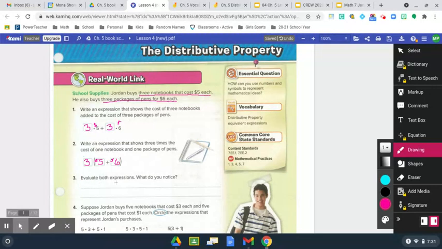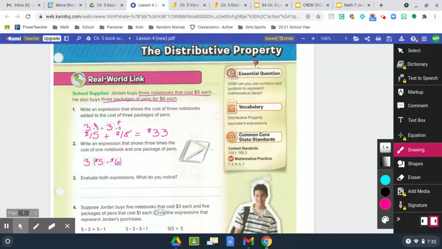Well, number 3 says evaluate both expressions, and what do you notice? Okay, well, if we go back up to number 1, 3 times 5, you're going to spend $15 on notebooks. Plus 3 times 6, you're going to spend $18 on the packages of pens. And so if we add those two together, we have $33 that we're spending on those supplies. Well, can we get the same answer in number 2?